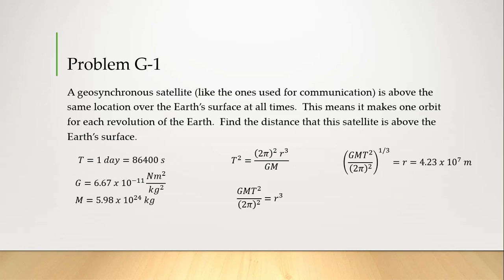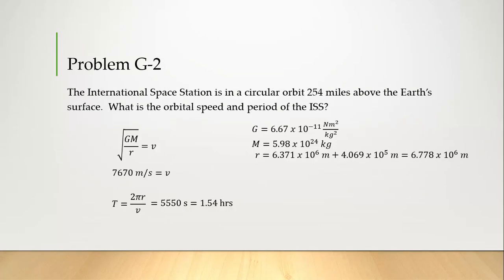Well, this said above the Earth's surface, so I need to subtract the radius of the Earth, which happens to be about 6.31 times 10 to the 6th meters. And so I get that these satellites are 3.6 times 10 to the 7th meters, or divided by 1,000, 3,600 kilometers above the Earth's surface.